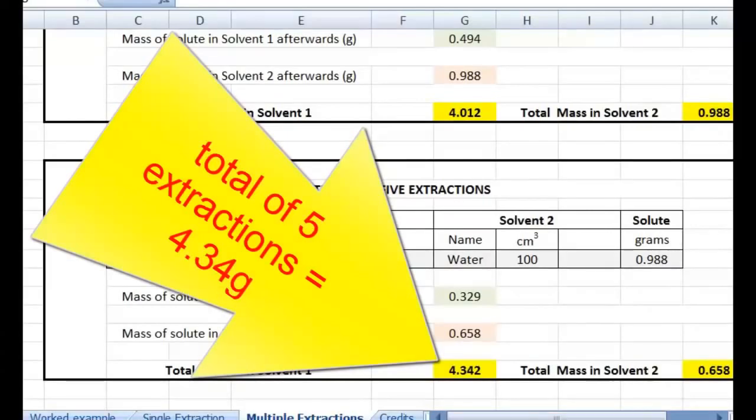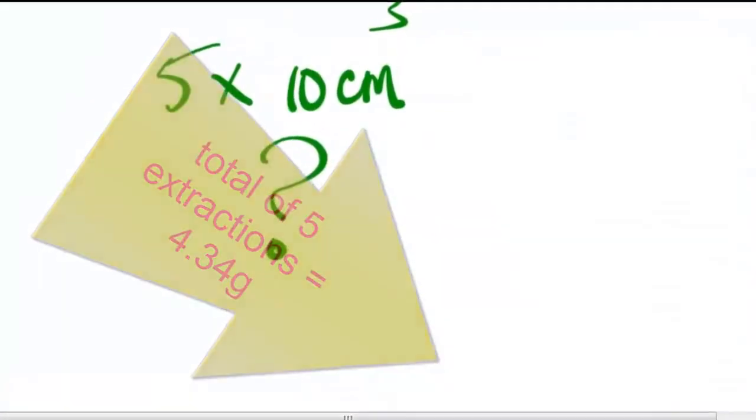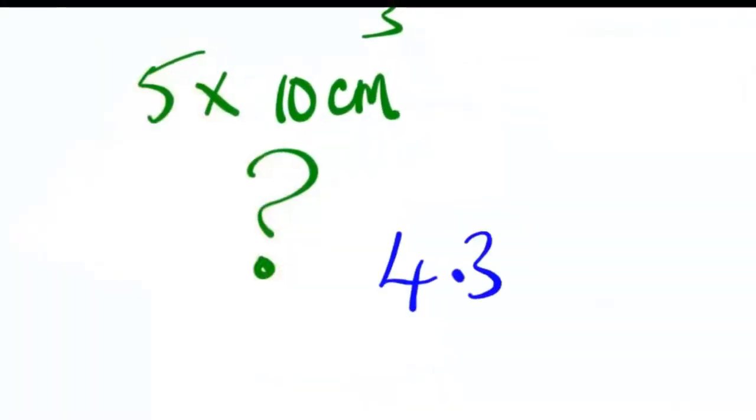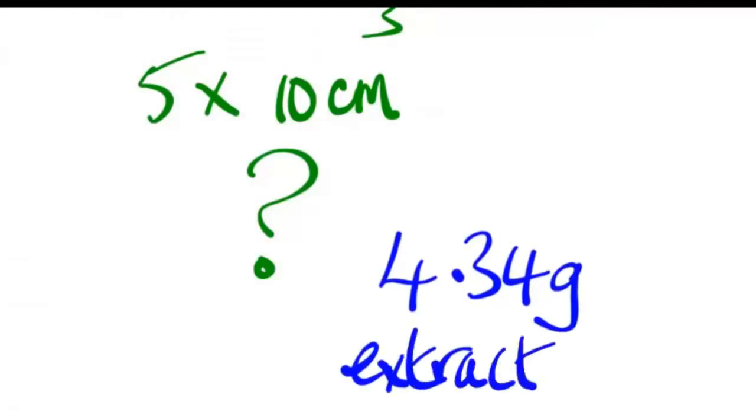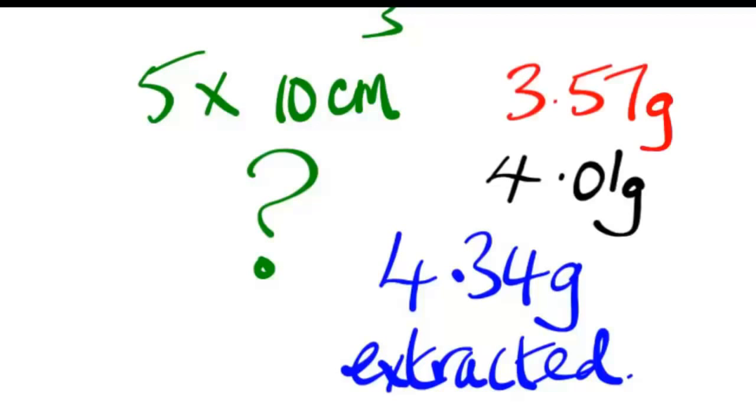So how does that compare with using 50 or two sets of 25? Well, if you use 5 sets of 10, you get 4.34 grams of X extracted using 50 cubic centimeters. If you used 50 cubic centimeters in one go, 3.57, and two sets of 25, 4.01. So you see, if you split it up into 5 sets of 10, you extract considerably more.